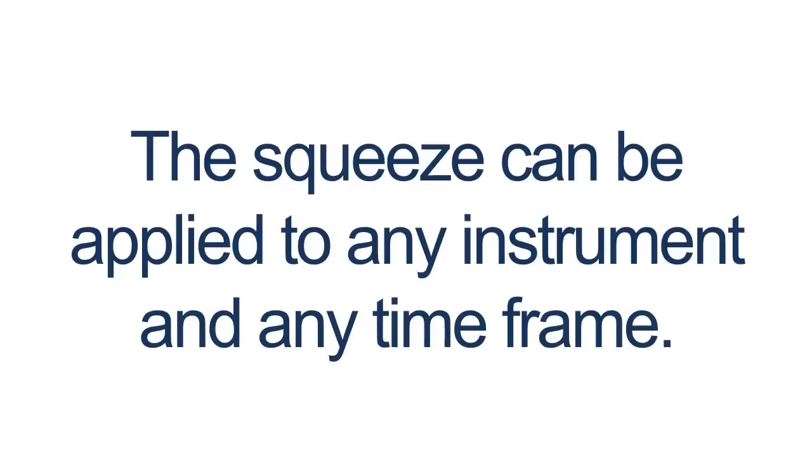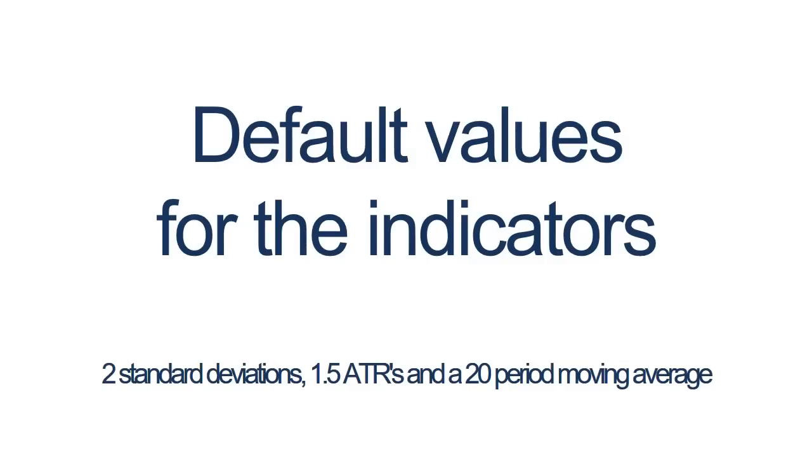Now, the squeeze can be applied to any instrument and any time frame. Using the default values for the indicators, 2 standard deviations, a 1.5 ATR, and a 20-period moving average, we can get the results that we just saw in the chart. You can experiment with these values to suit your own views of what constitutes choppy periods, but the defaults are always a great place to start.